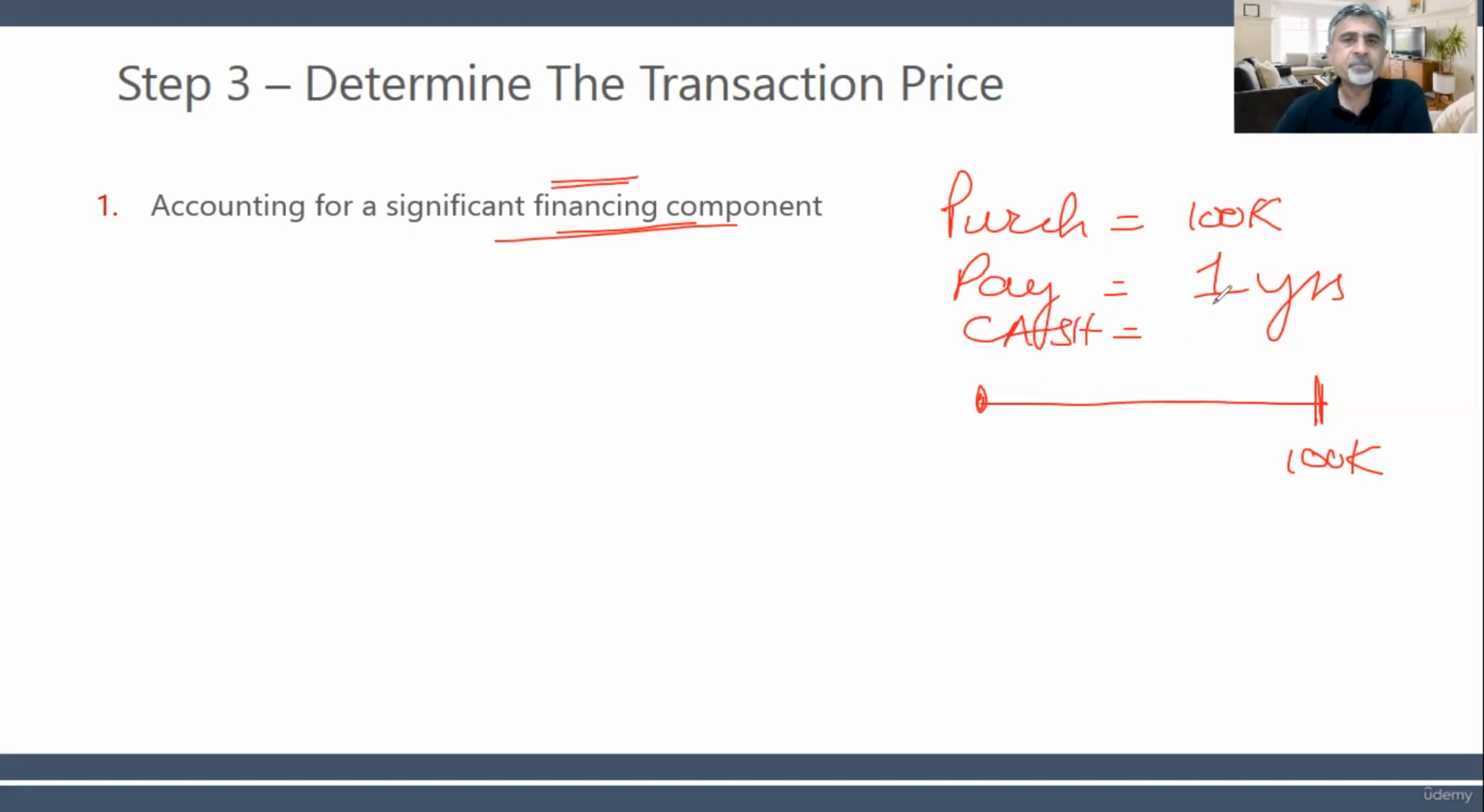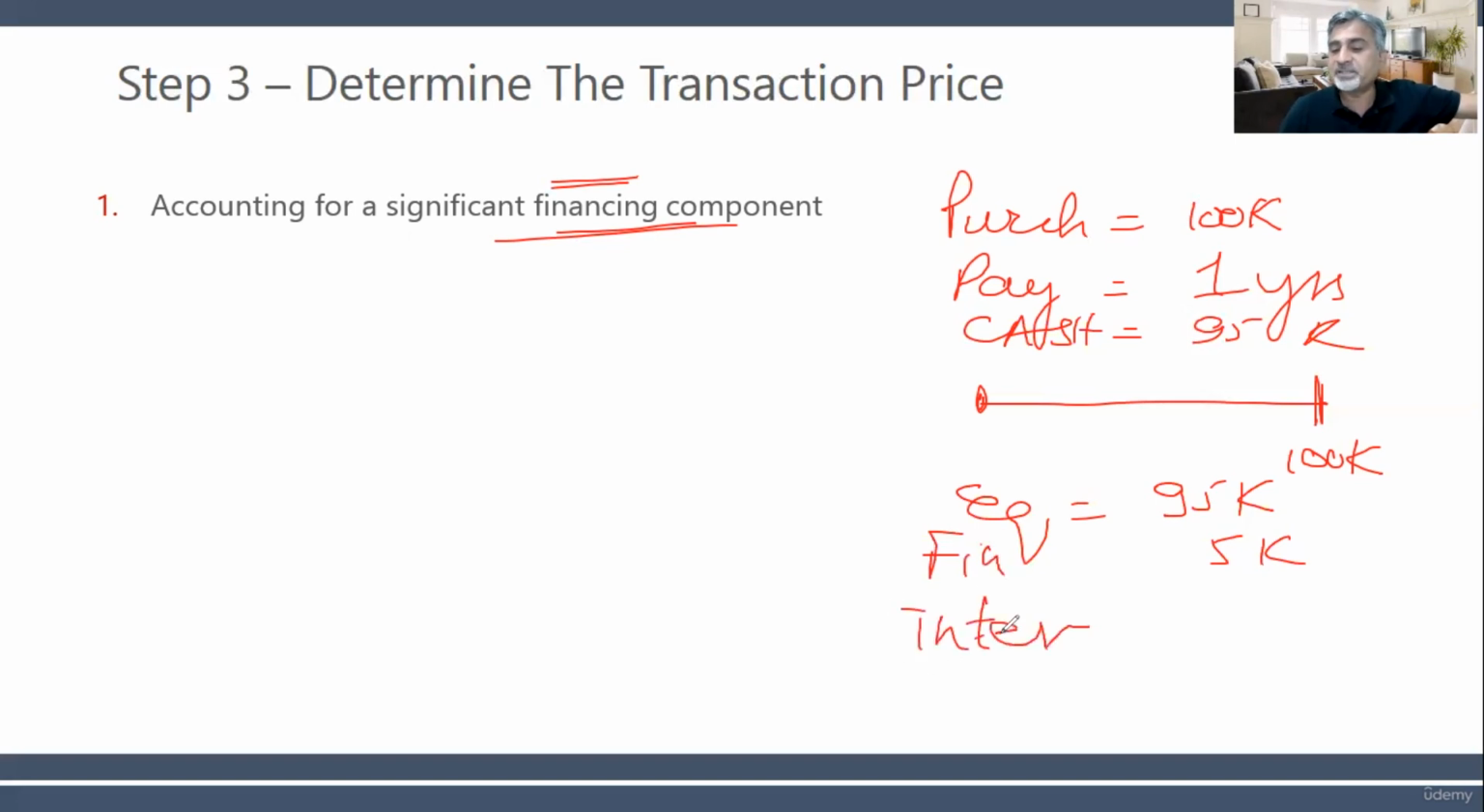I think that cash price should be less than 100K, because he says, give me 100K after 1 year. I say, I'm giving it now. So if I say, give me now, he says, give me 95K. I'll be happy. If you give me 95K today, I'm fine. But if you pay after 1 year, I'll take 100K. So it means that this equipment is actually only 95K. And inside 5K is the financing component. Financing component means interest, because there is a concept of time value of money.